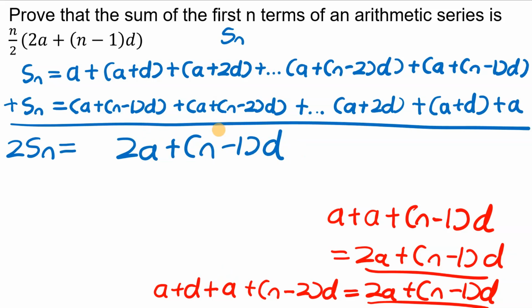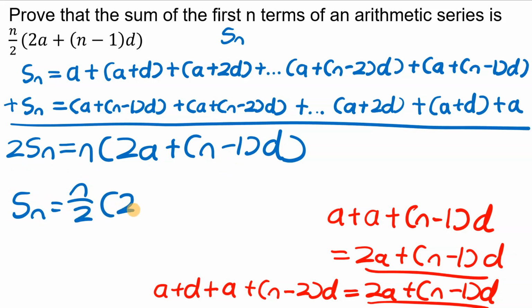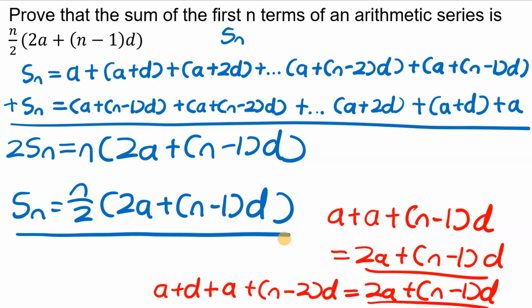So all of them give out this value, and this is going to happen n times because we have n terms here that we're adding together for both of the Sn's. So we're going to have n multiplied by this 2a plus (n minus 1)d. So we have 2Sn equal to this here. We want to make Sn the subject, so we're just going to divide both sides by 2. So we get Sn is equal to n over 2 times (2a plus (n minus 1)d). And this here is the formula, and this is the proof.